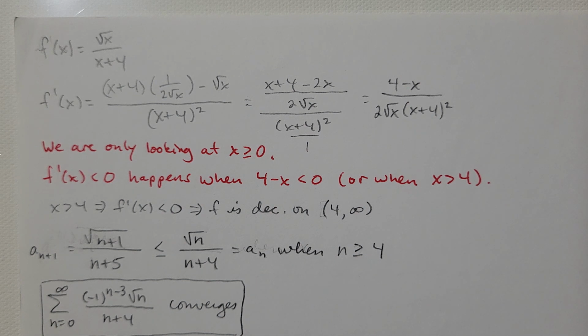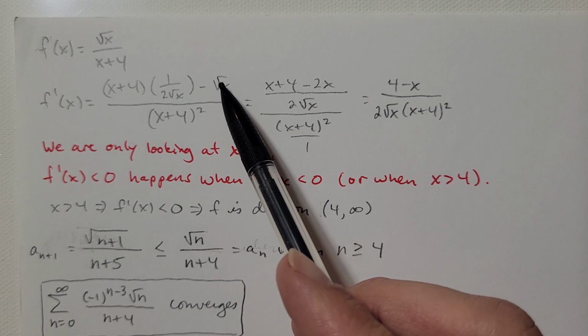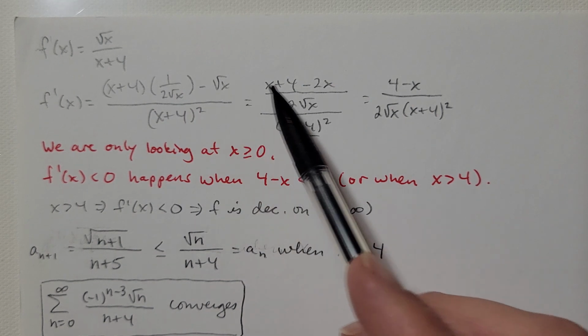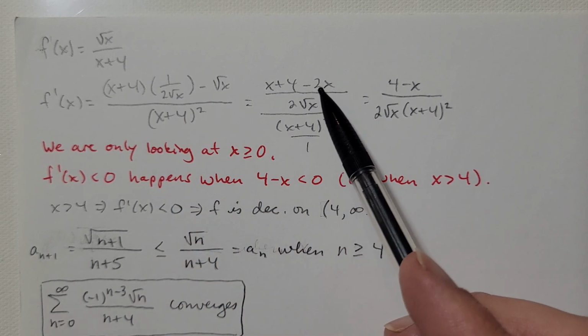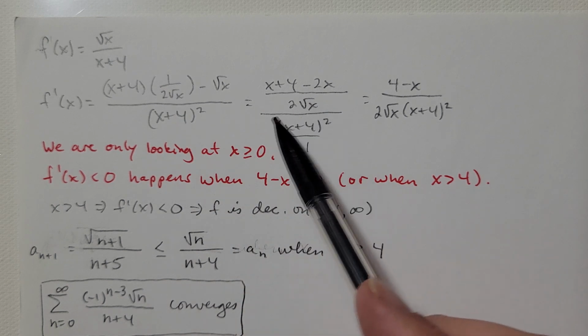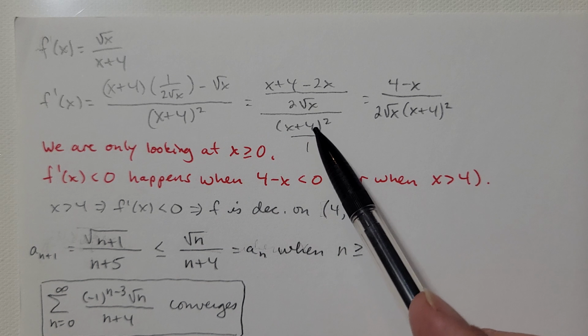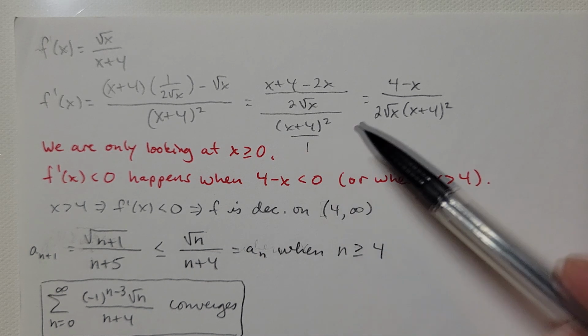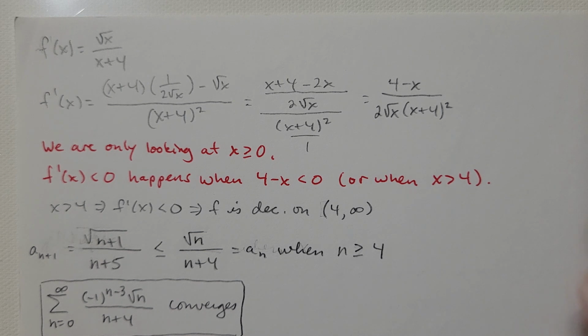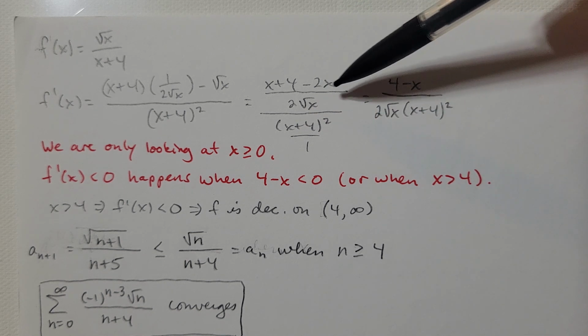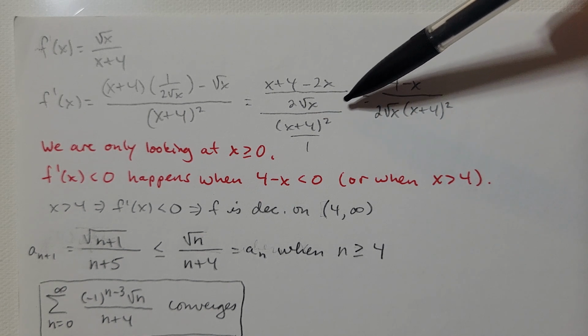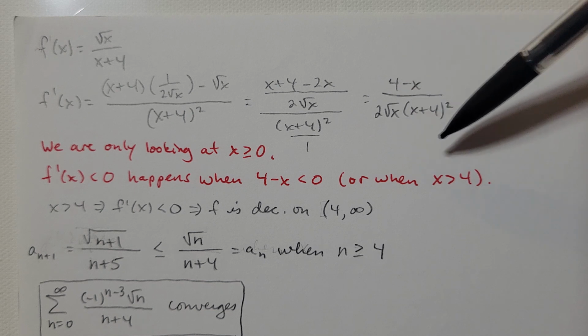Okay, and let me get a single fraction up top there. So multiply by 2 root x. 2 root x times root x is 2x. I'm subtracting 2x. And I got x plus 4 minus 2x up top, and then 2 root x down under. And I'm dividing this by x plus 4 squared. It's actually x plus 4 squared divided by 1, because the next thing I'm going to do is flip the fraction down under. And let's see, x minus 2x, that's minus x. So 4 minus x divided by 2 root x times x plus 4 squared. That'd be as simplified as I can get it.